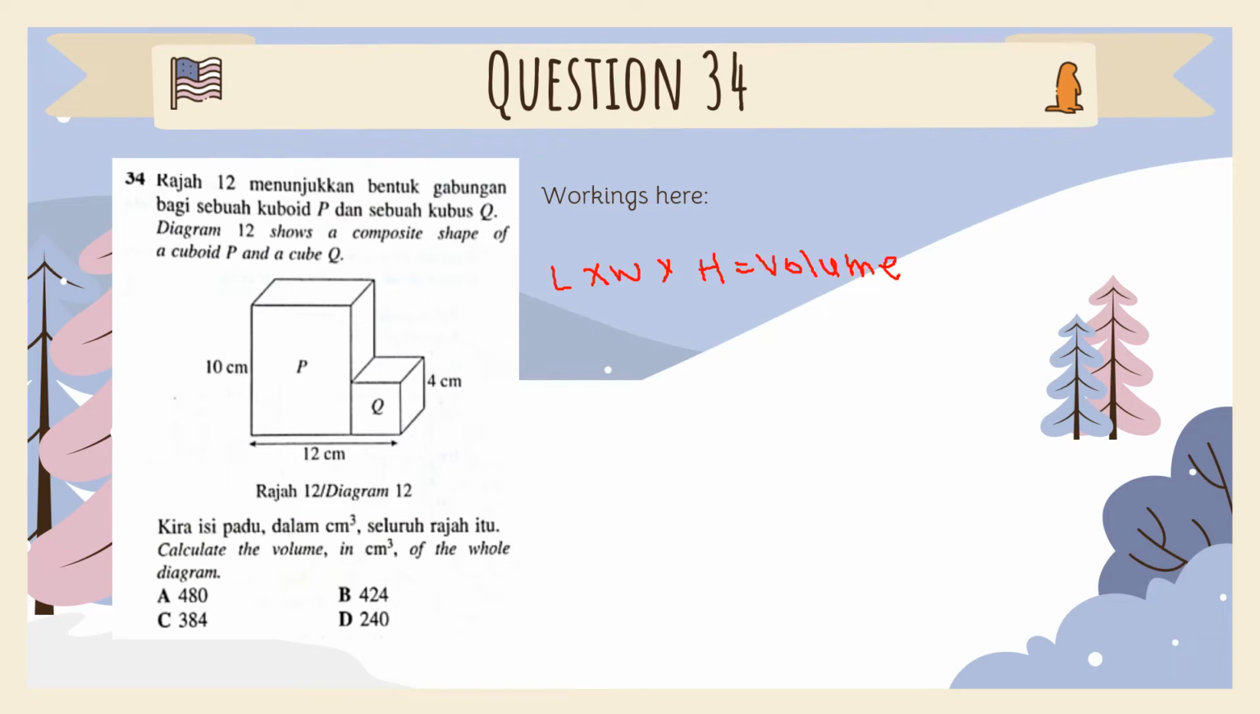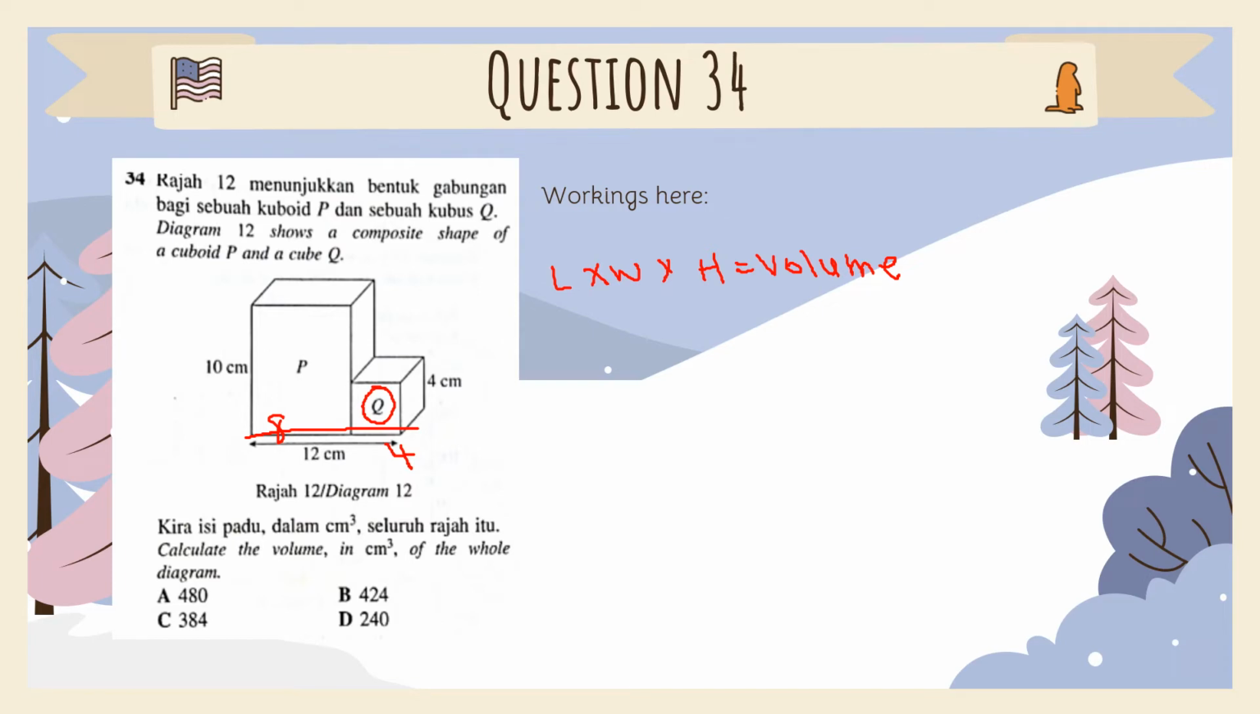So for this is cube Q. A cube means all the sides, which is the length, width and height, should be the same. So length, width and height are the same. So if they give this whole length here as 12 centimeter, meaning that cube has 4 centimeter of length. So 12 minus 4, the cuboid has to have 8 length.